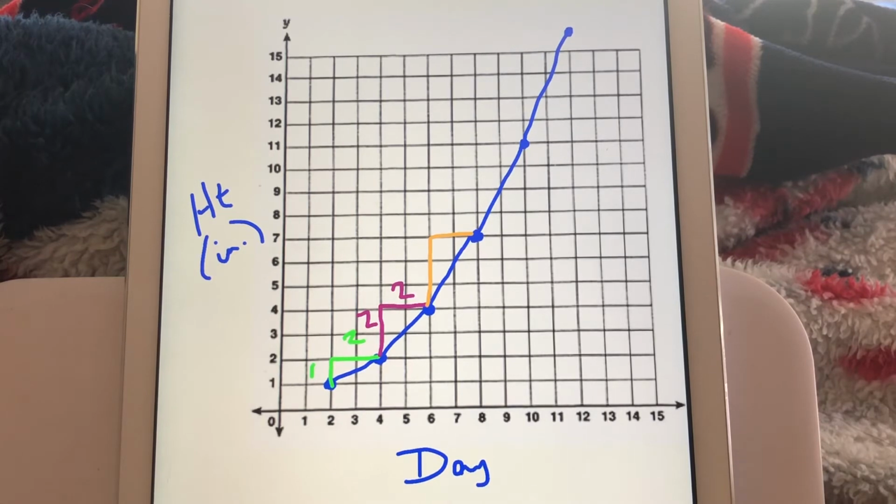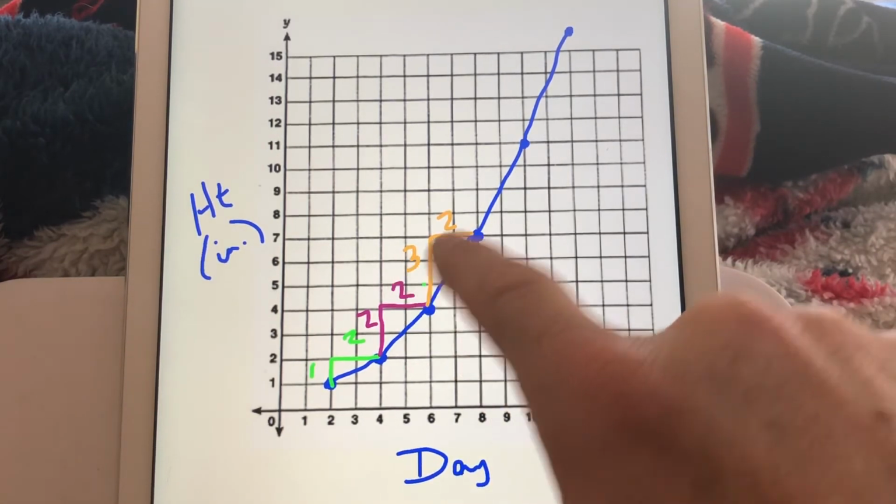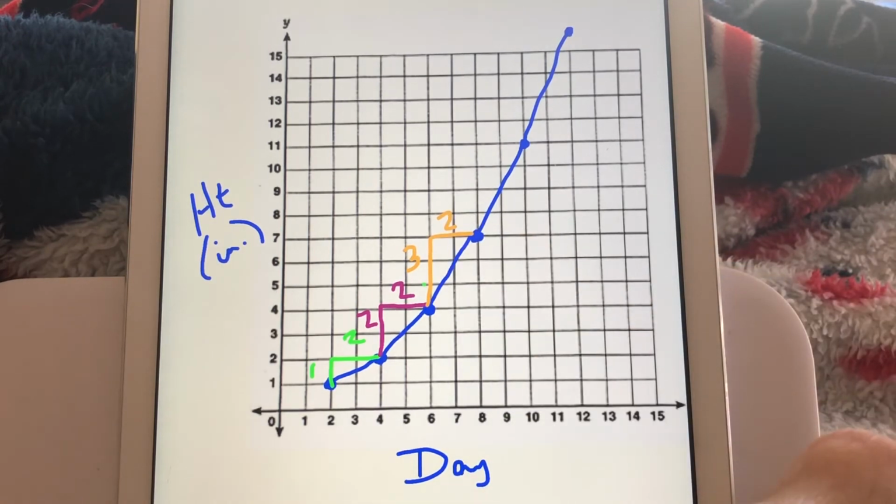All right, let's do the same thing from 6 to 8. Okay, so we draw our triangle. All right, the vertical change is 3. The horizontal change is 2. Again, we're going to do the ratio, vertical change over horizontal change, and that's going to be 3 over 2, or 1.5 inches per day.